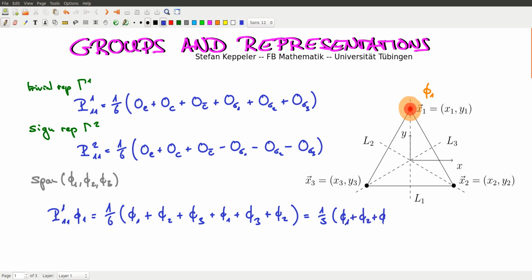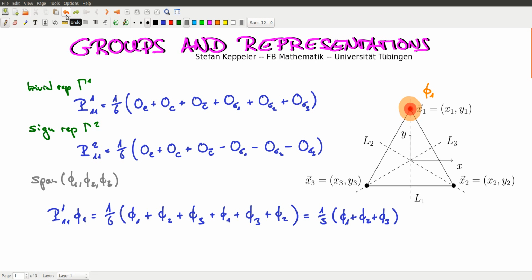Now each of the functions appears twice, so in total we have 1 over 3 times phi 1 plus phi 2 plus phi 3, and that's a function that is invariant under the action of all these operators, so it transforms in the trivial representation, and that's what we find if we apply this projection operator for the trivial representation.